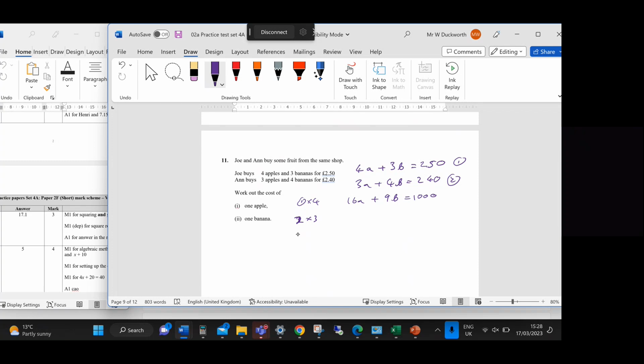And I've made a slight mistake here, which I've spotted. 3 times by 4 is 12, not 16, not 9. So I'm going to times equation 2 by 3 now. So 4 times by 3 is going to be 12a. 3 times by 4 is going to be 12.